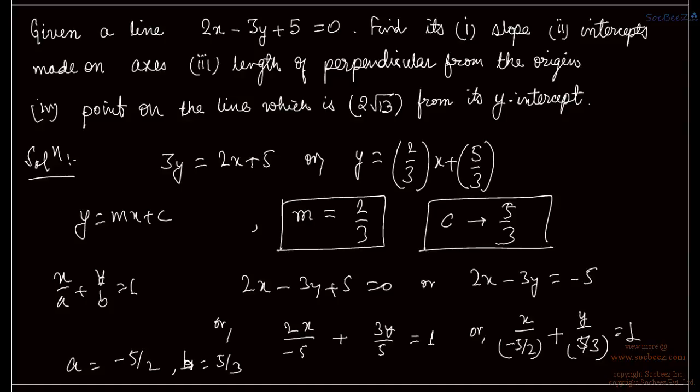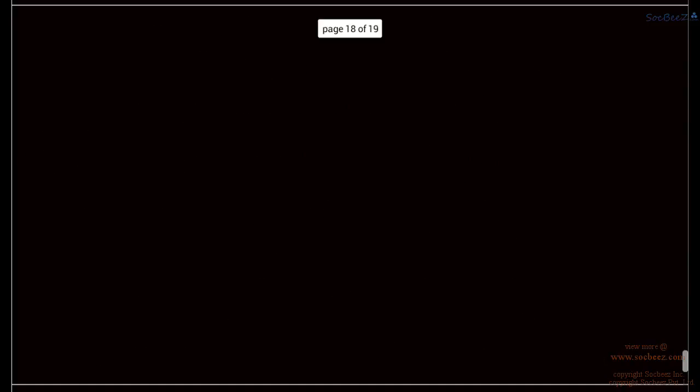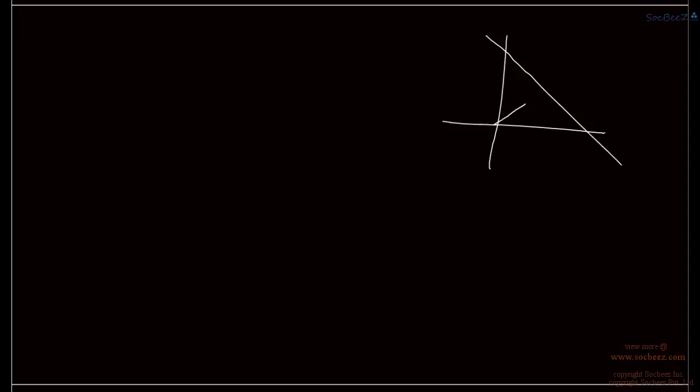Next we have to calculate the length of perpendicular from the origin. That is, if this is a line, then we have to calculate this length of perpendicular p. So we have to now compare this with the equation x cos alpha plus y sin alpha is equal to p.